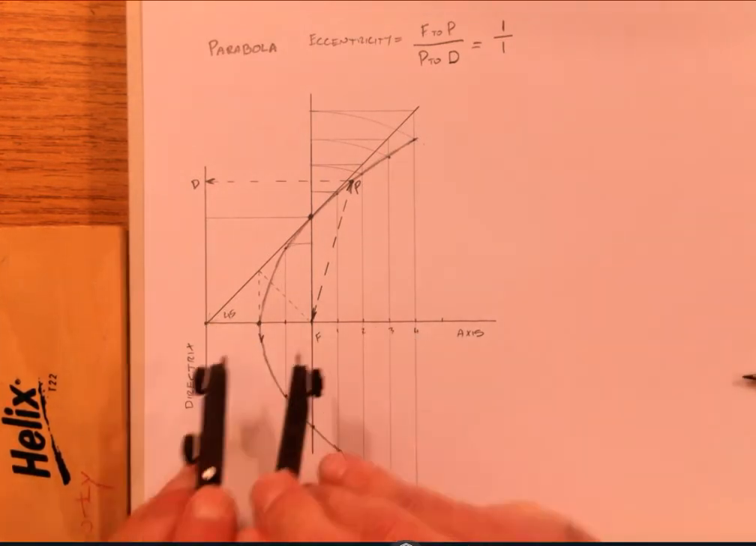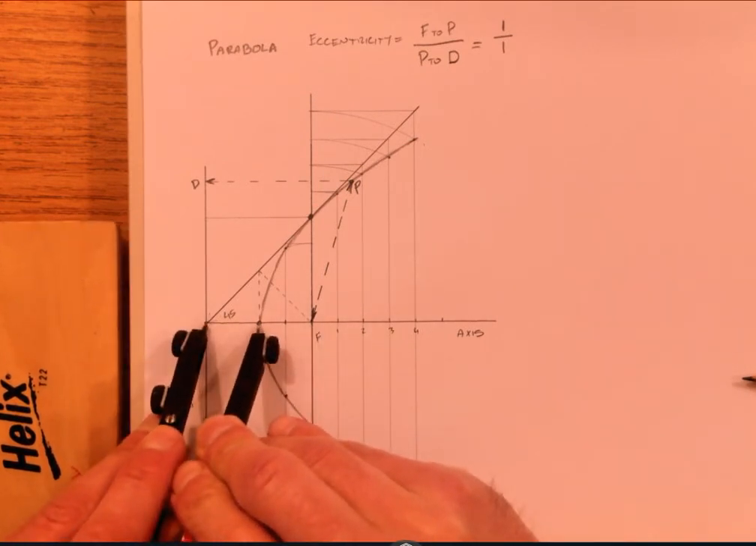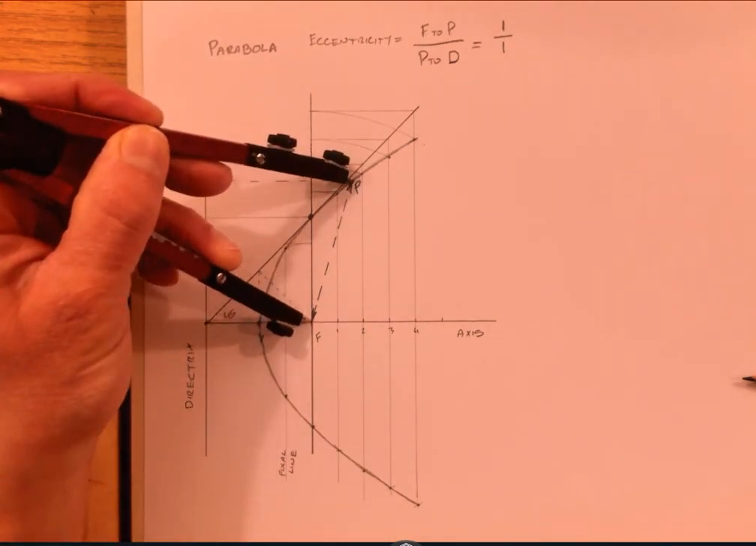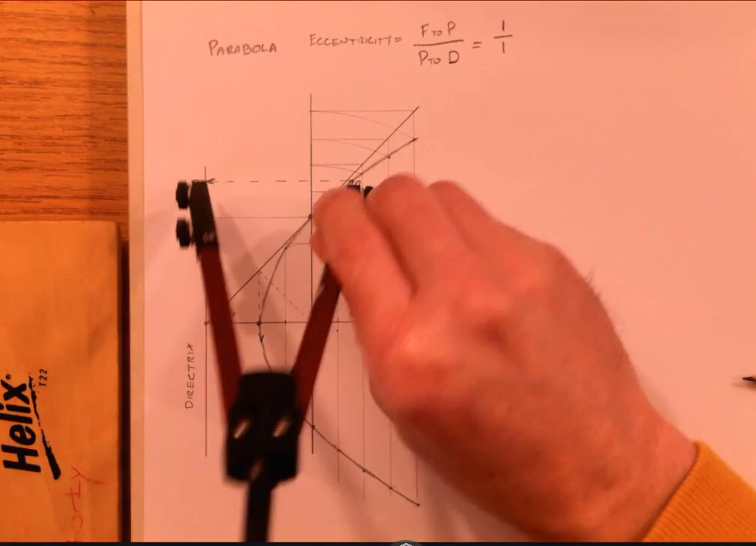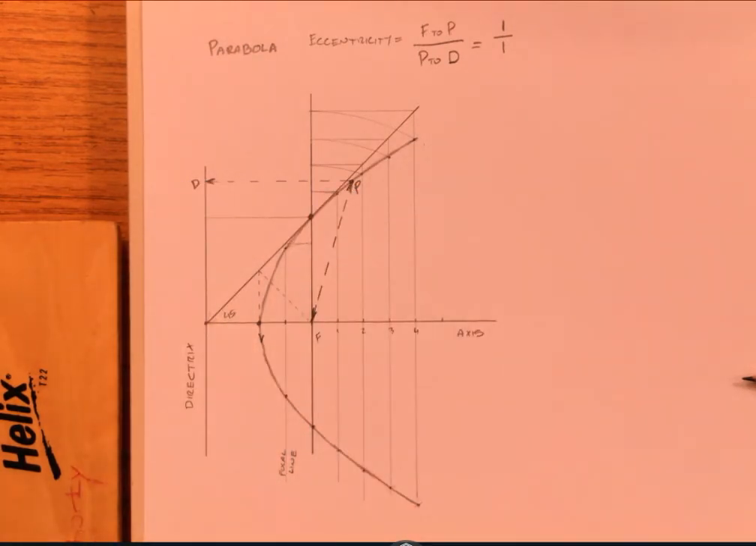And you can kind of check those with the compass. So there's my distance, and it's the same distance. Distance and the same distance. And that's what our F to P over P to D means.